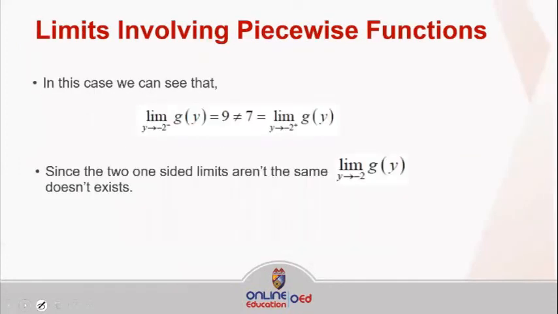Here, it is the same as what I discussed earlier. Since we have the value 9 and the value 7, the values from the left-hand side and right-hand side are not equal. So the limit does not exist.